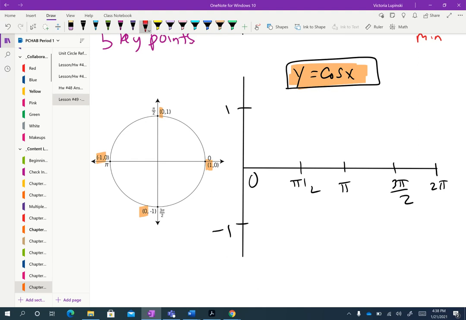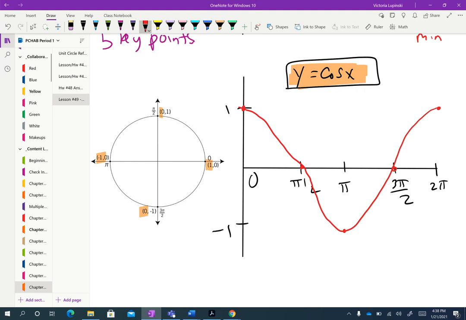So we're going to go ahead and start at 0. So at 0 radians, the y value is 1. So I'm going to start at 1. Then at pi over 2, it has a value of 0. At pi, it has a value of -1. 3 pi over 2 goes back to 0. And then 2 pi goes back to 1. As you connect these points, again, you want to make sure you have a nice, smooth, continuous curve that looks exactly the way that I've drawn it there.